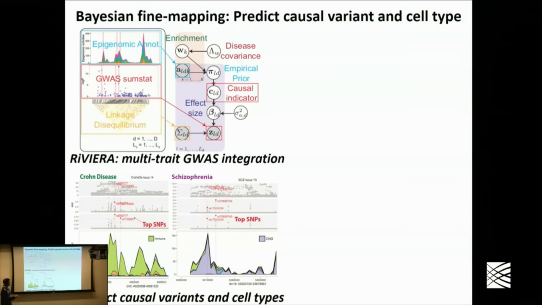And then if you look at schizophrenia across the entire brain, it basically prioritizes the central nervous system. And it basically says, well, in this region of association, these are probably the likely SNPs that one should be focusing on.